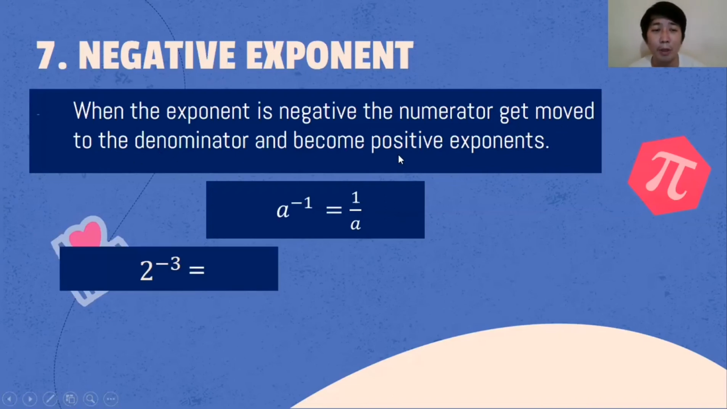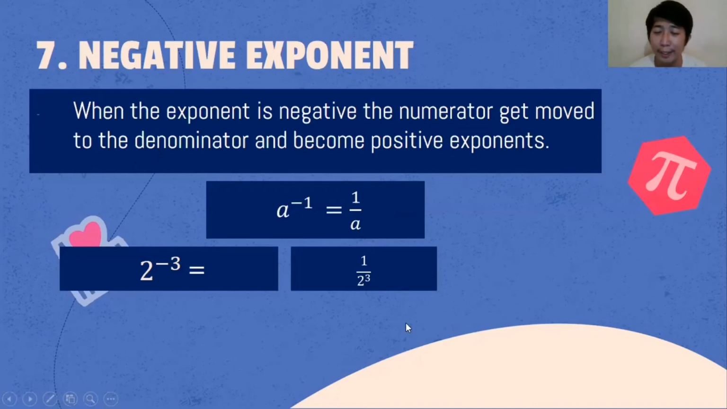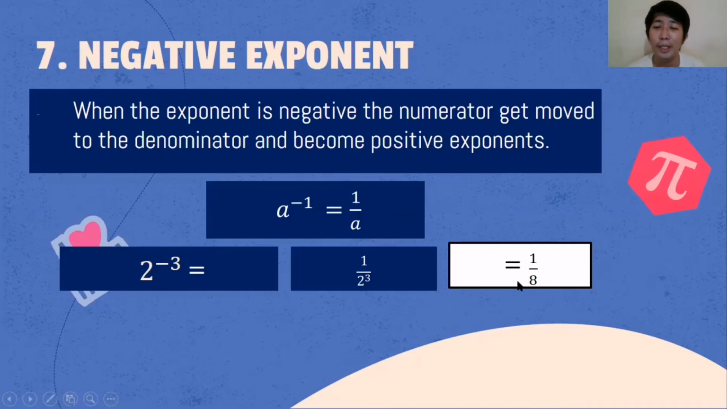Let's have another example. 2 raised to negative 3. So we have a negative exponent. So we will be moving it down. So 1 over 2 raised to 3, so that the exponent will become positive. From numerator, it will become denominator. What is 2 raised to 3? So the answer will be 1 over 8 because 2 raised to 3 is 8. 2 times 2 times 2.